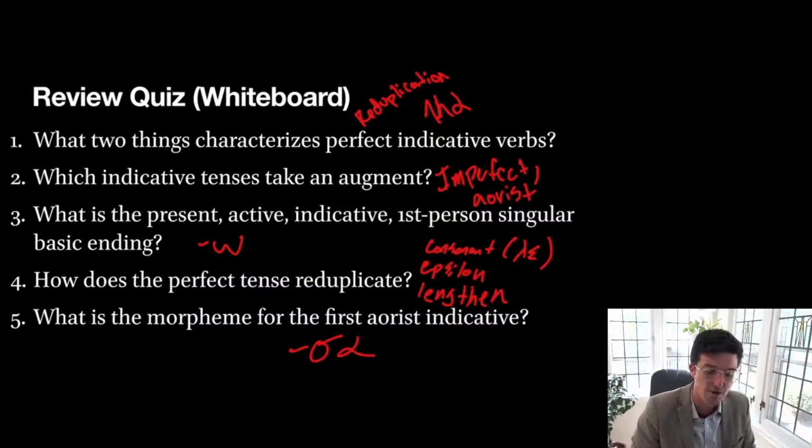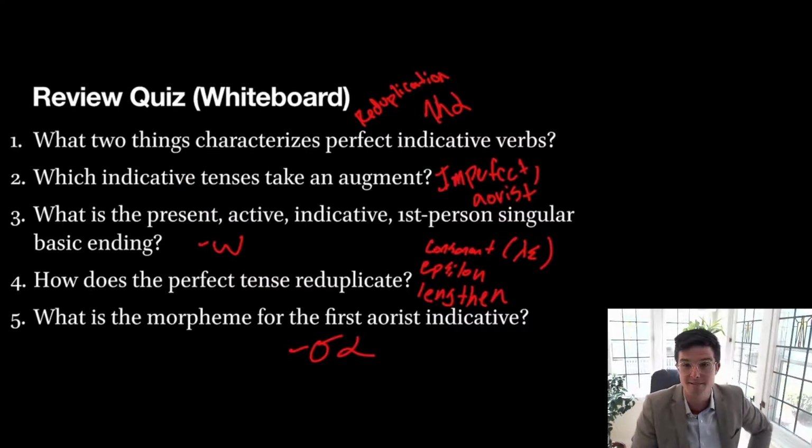So, number 1, what 2 things characterize the perfect indicative verbs? This is going to be reduplication at the beginning of the verb, and that's going to come in different forms, as the answer to question number 4 here is going to indicate. But then also the kappa alpha tense morpheme is going to be our other characteristic of the perfect in the indicative mood. Which indicative tenses take an augment? Remember, only the indicative mood is going to take the augment. Augment will not occur in the other moods such as the infinitive, participles, imperatives, or subjunctives.